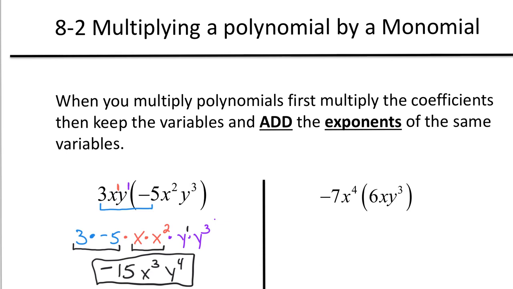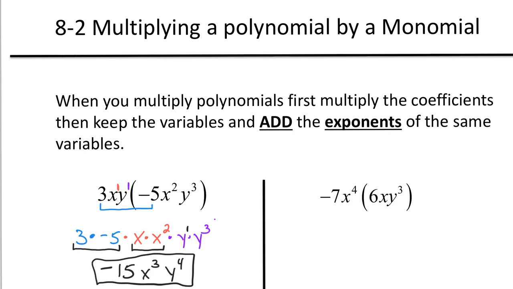So let's try another one here. You guys have the same thing. We have a monomial outside negative 7x to the 4th times a monomial 6xy to the 3rd. It is a monomial because there's no plus or minus in between the variables and the numbers. Right here in between, there's no plus or minus. We do have a negative here, but that's the negative 7. So that's not part of the monomial or the polynomial. The one you guys look at is the one in between the numbers and the variables.